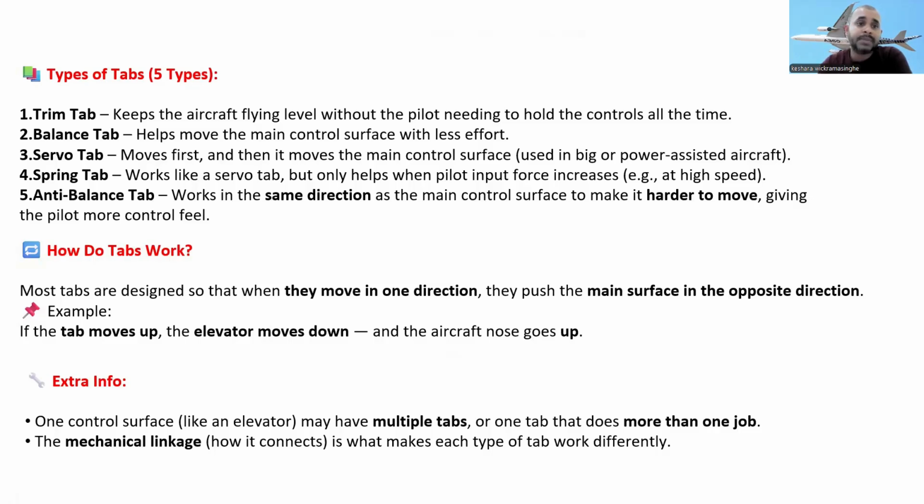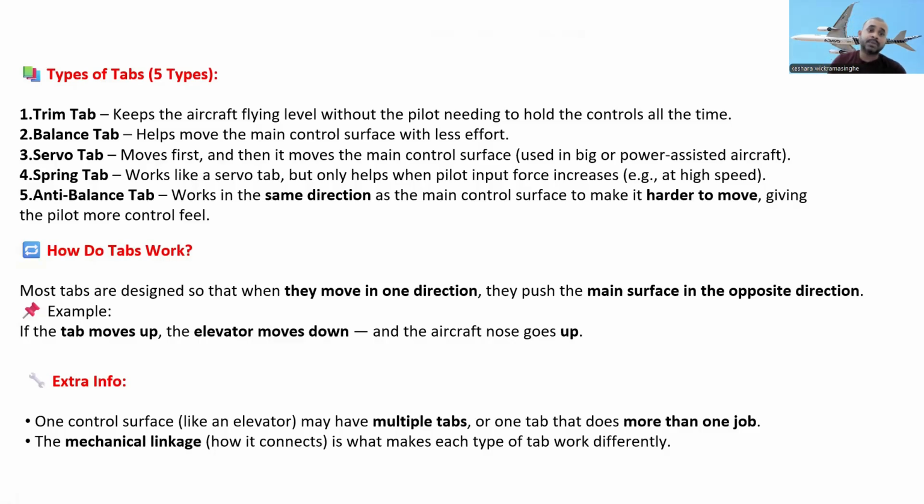And balance tabs help move the main control surfaces with less effort. Servo tabs move first, and then they move the main control surfaces. Servo tabs are used in big or power-assisted aircraft. And spring tabs work like a servo tab, but only help when the pilot input force increases at high speed.